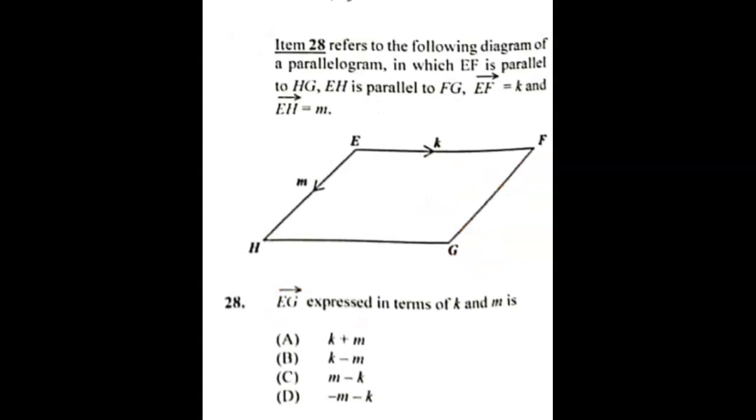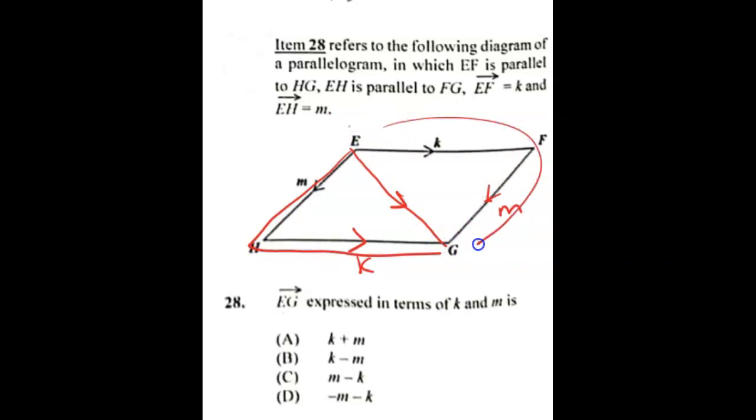Number 28 now, again refers to vectors, right? We have a diagram here with two vectors. So if here is K, then this one over here is also K, and going down in the same direction is also M. So what is EG? EG is the vector going across like this. For me to get from E to G, I could go this way, or I could go the other way around, meaning this way, right? So if I go this way, it will be M plus K, which is the first answer, E.